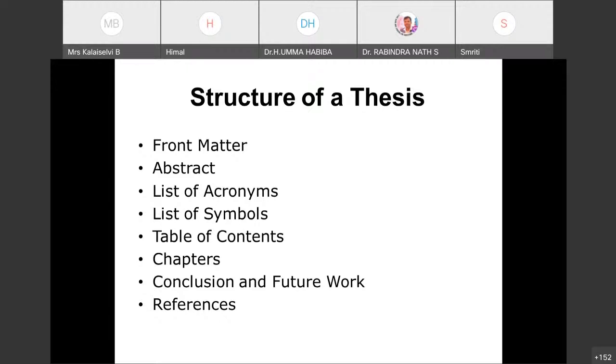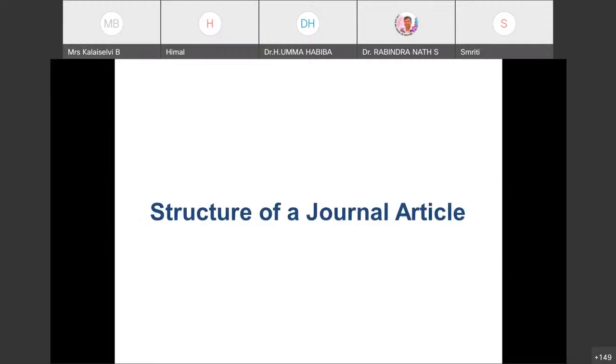And so, to be honest, in this presentation, due to the time limitation, I will speak about the structure of the journal paper and the conference paper in more detail as compared to the thesis. So let's talk about the structure of a journal article in more detail, right?